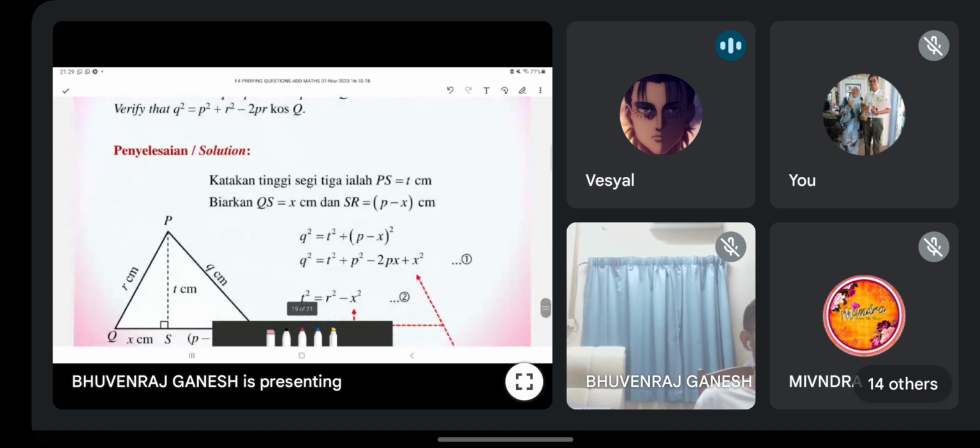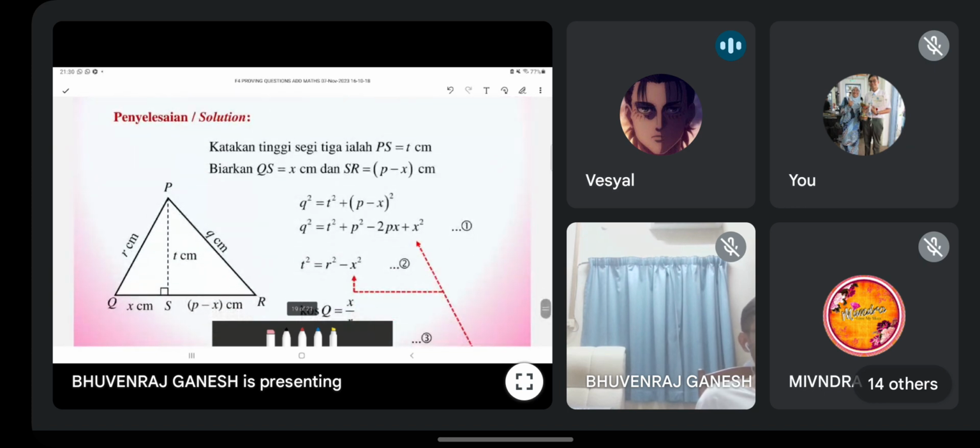So the first step, like the previous question, is you want to make two right angle triangles. Why do you want to make a right angle triangle? It's so that you can use the sine, cosine, tangent concept. So here we'll be making PQS and PSR. Let's say that the height is T, or height if you refer to English. So let's make QS as X and SR as P minus X.